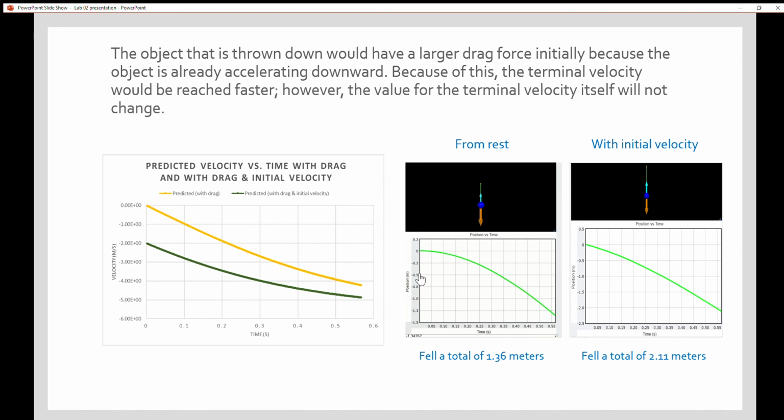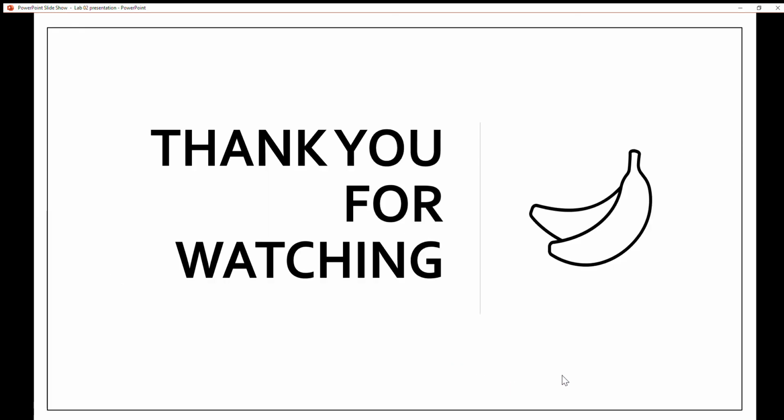This can be seen in the graph since both curves have almost identical slopes, and the one that was thrown with an initial velocity, shown in green, traveled further and leveled out faster than the one that started from rest. This concludes my lab presentation.